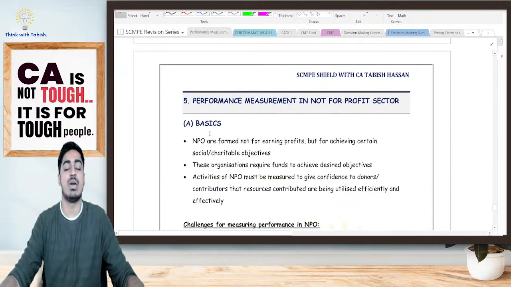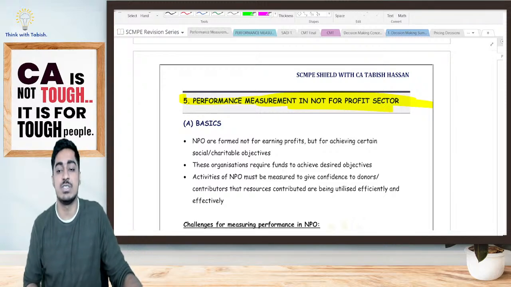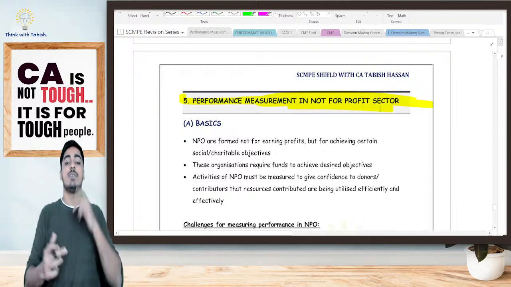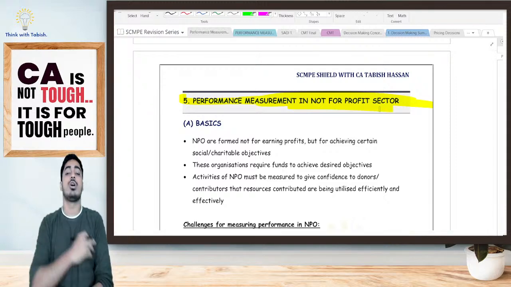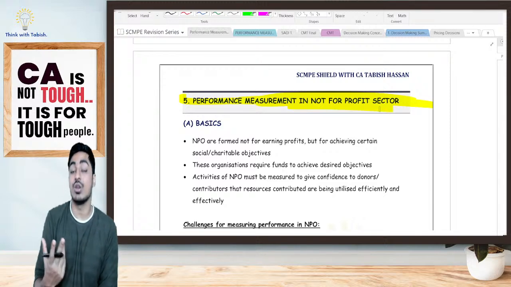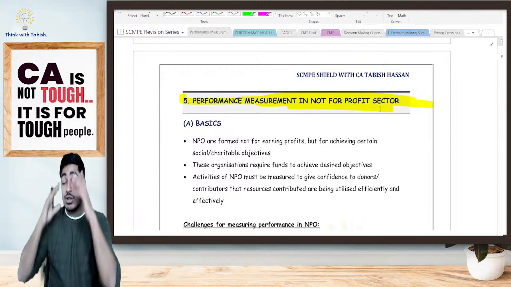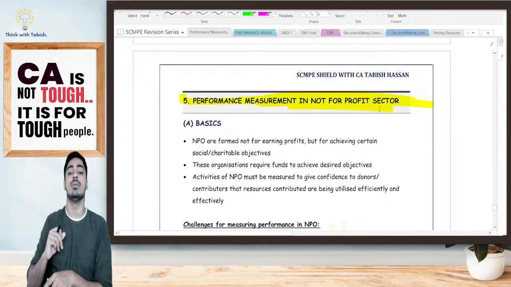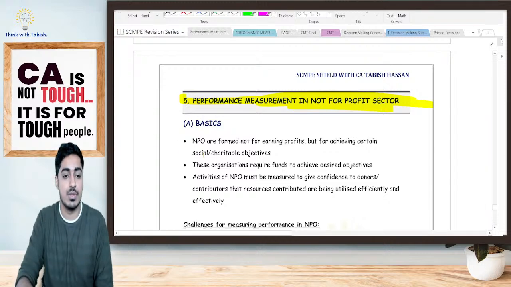Finally, I have performance measurement in the not-for-profit sector. So how do we see if we have achieved the objectives in the case of the not-for-profit sector? Firstly, not-for-profit organizations are, for example, charitable hospitals, government schools, old age homes, or places for the disabled. Their objective is not to earn money, but to achieve certain charitable or social objectives.